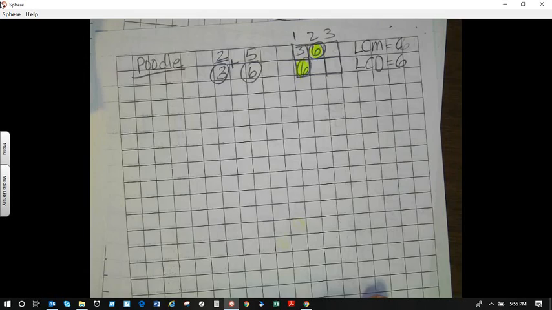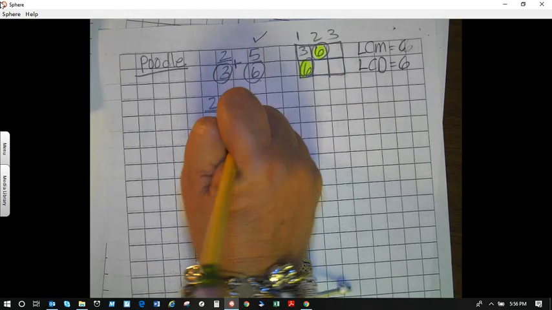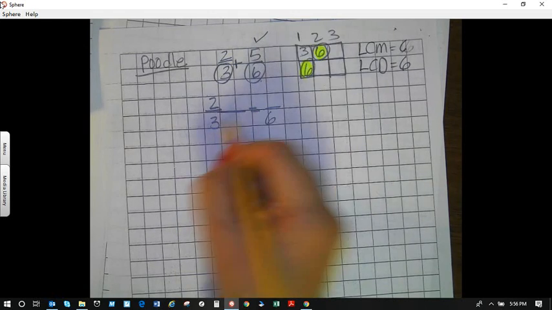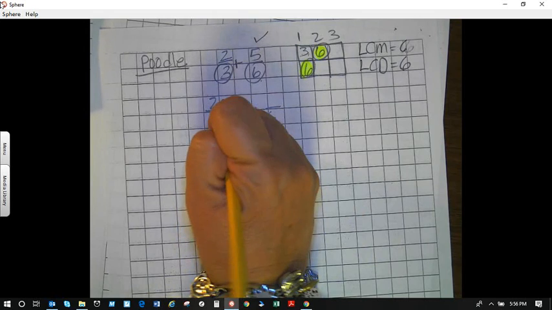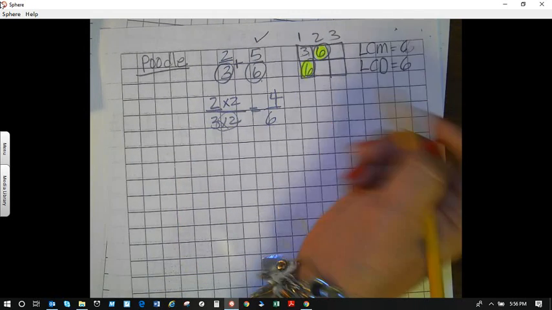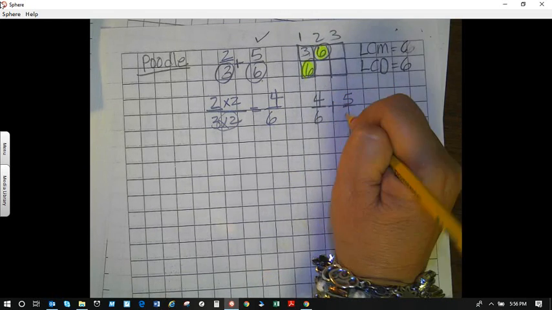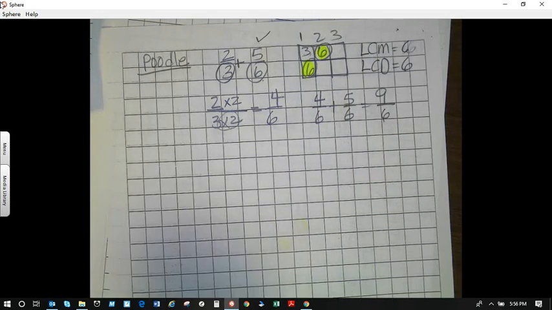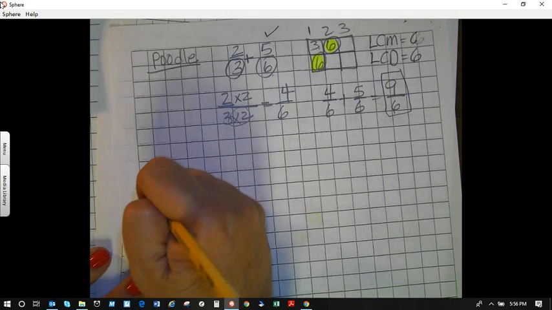Okay? So I'm not going to do anything to this one. This is fine, but I need to change my 2/3. I need to change that denominator to a 6. So I multiplied 3 times 2 equals 6, which also means I have to do 2 times 2, which equals 4. So now I have 4/6 plus 5/6 equals 9/6. Okay, so that's for the Poodle. So I'm going to box that out. Now let's see how much we have for the Beagle.